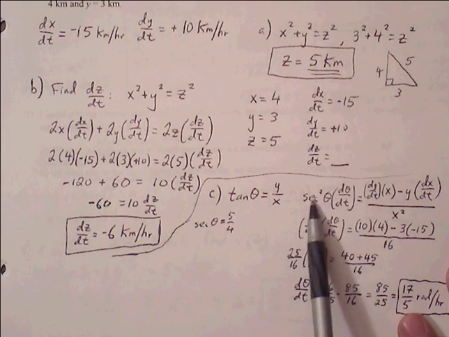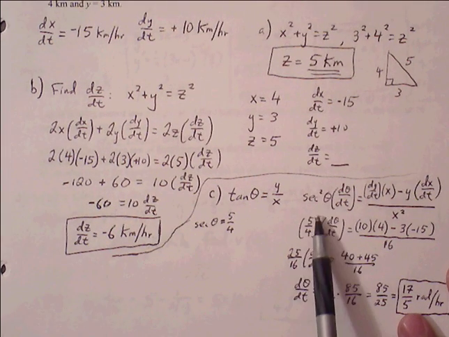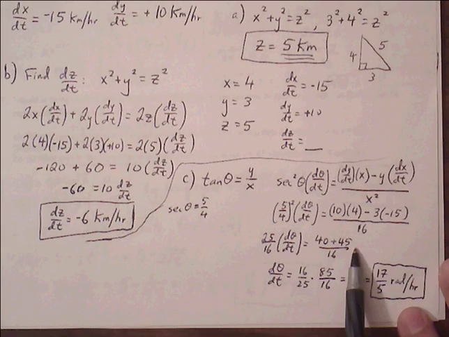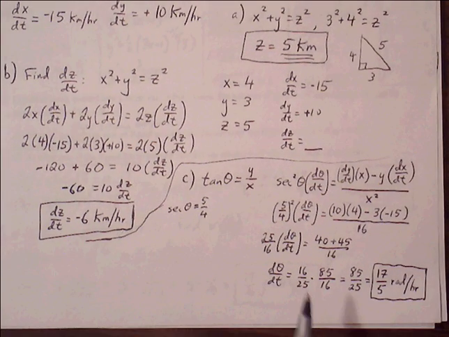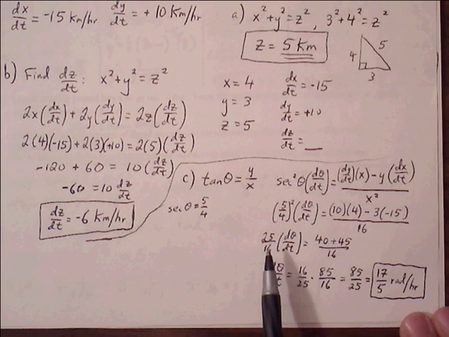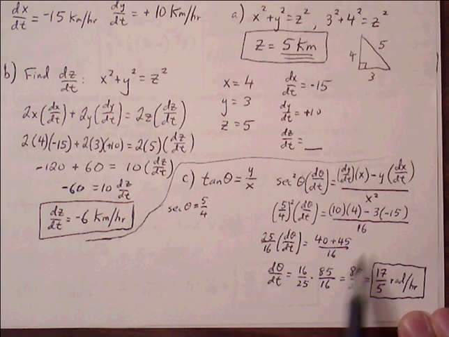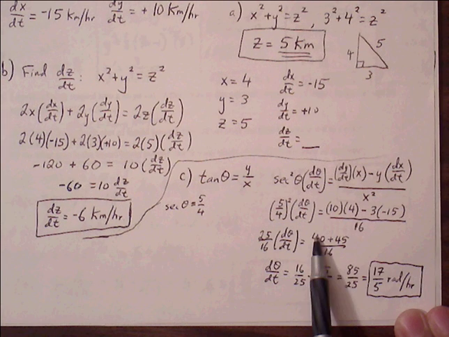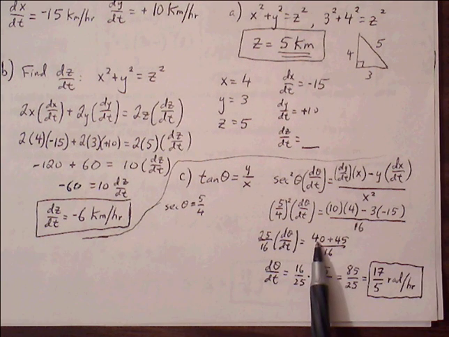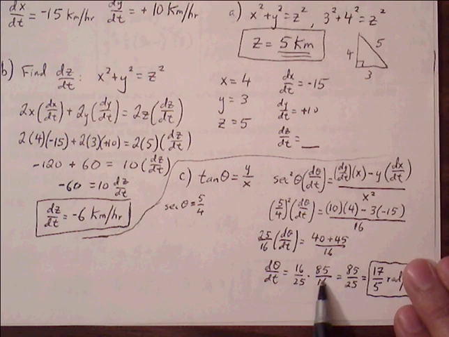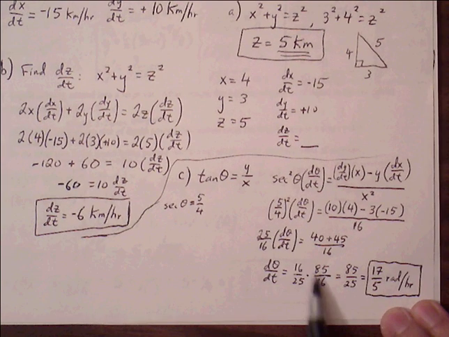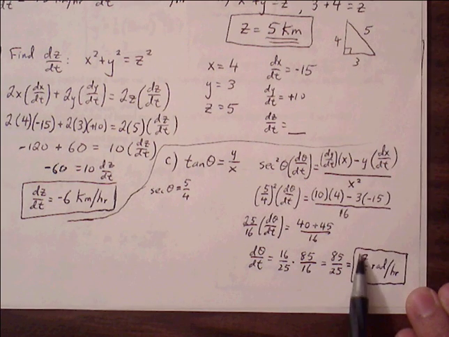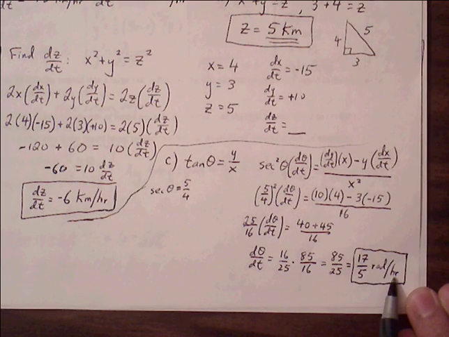If I replace secant theta with 5 over 4 and I square that, I get 25 over 16. Divide both sides by 25 over 16, which is the same thing as multiplying by the reciprocal, 16 over 25. This fraction on the right side reduces to 85 over 16. And 85 over 16 times 16 over 25, the 16 cancels out, we get 85 over 25, which reduces to 17 over 5. And this is in terms of radians per hour.